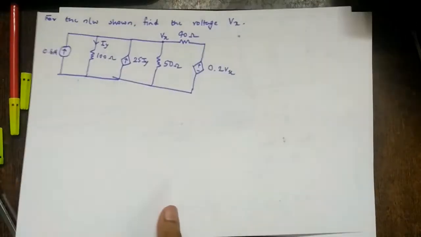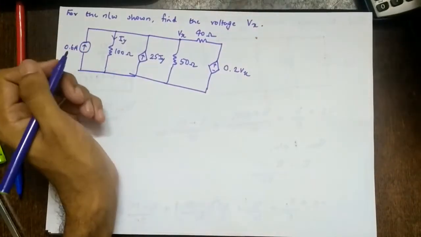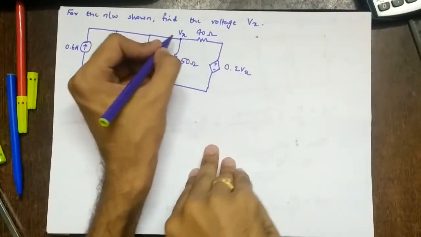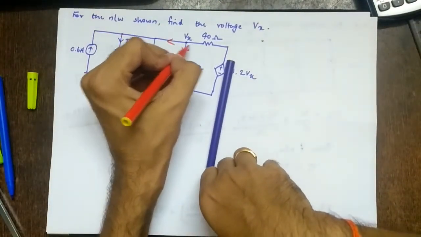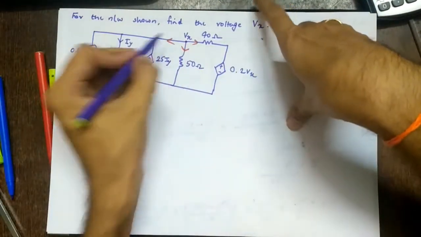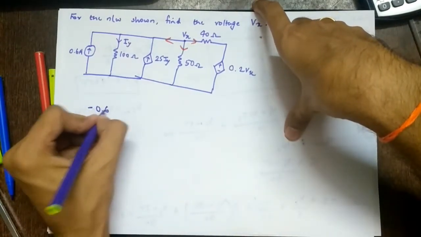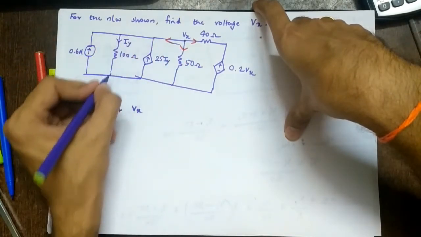So let's take the next example. For the network shown, find the voltage Vx. So this is Vx. Again, I assume all currents are going away. Again, we go like this. This is in the opposite direction, so minus 0.6 plus Vx upon 100.